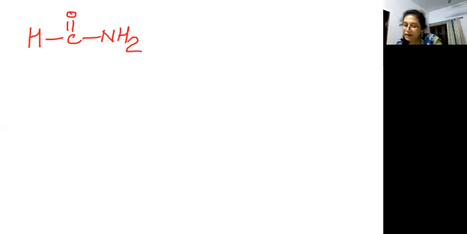The structure of formamide is HC double bond O NH2. So let us look at this particular structure. In this structure, first let me write the steric numbers. The carbon here has got 3 sigma bonds. So I can say that the steric number for this carbon is 3. The nitrogen, if you see, it has how many bonds? It has 1 bond with carbon and 2 bonds with hydrogen.